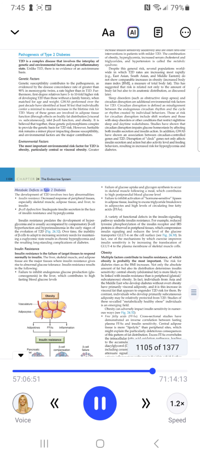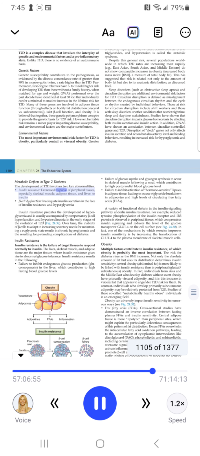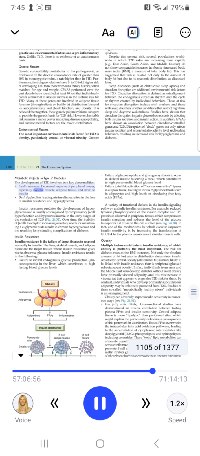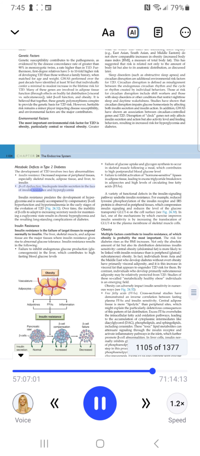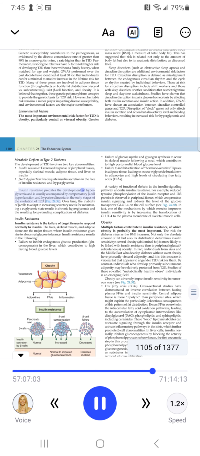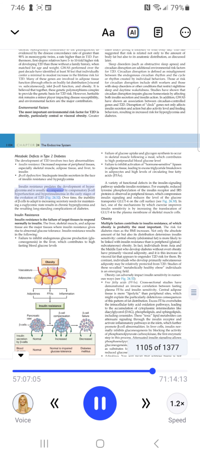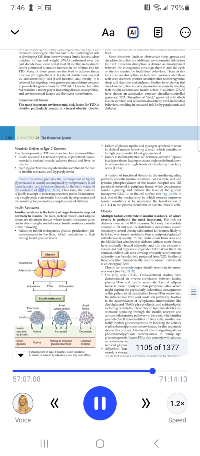Metabolic defects in type 2 diabetes. The development of T2D involves two key abnormalities: insulin resistance, a decreased response of peripheral tissues, especially skeletal muscle, adipose tissue, and liver, to insulin; and beta cell dysfunction, inadequate insulin secretion in the face of insulin resistance and hyperglycemia. Insulin resistance predates the development of hyperglycemia and is usually accompanied by compensatory beta cell hyperfunction and hyperinsulinemia in the early stages of the evolution of T2D.